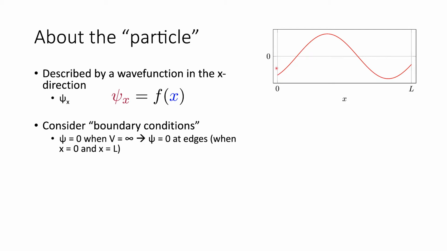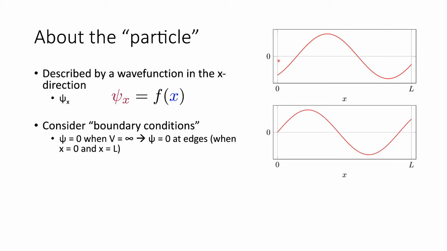So here, it doesn't come to 0. So this is not a valid wave function. Let's look at another one. Well, here we're at 0. The wave moves through the box, but the wave function again is not 0 at the other side.